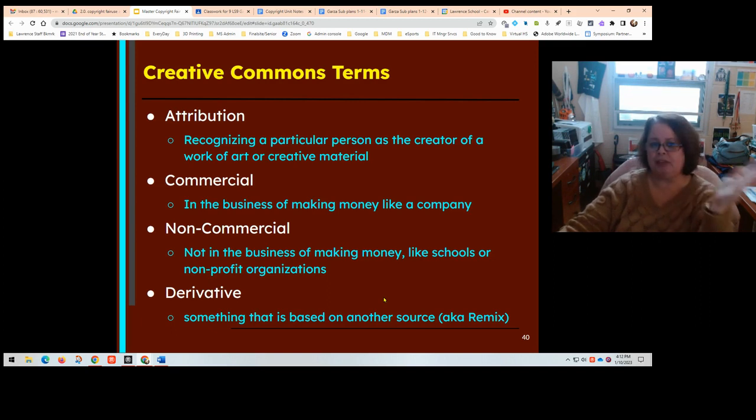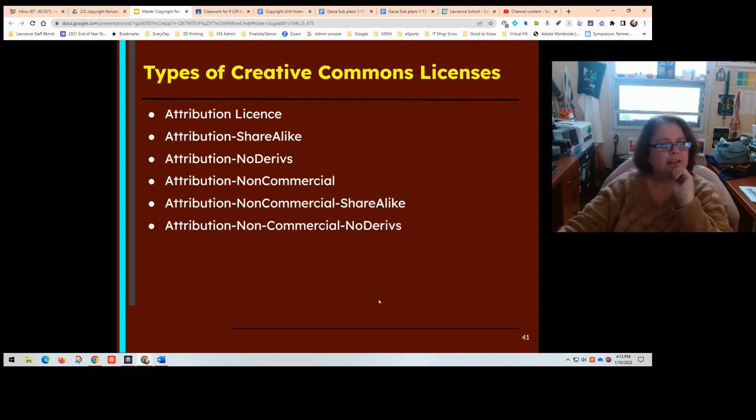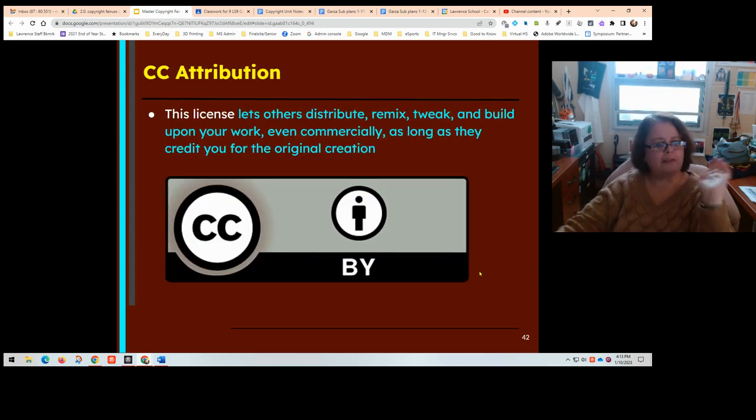Remember, pause the movie if you need to fill in any blanks. So there are 6 varieties of Creative Commons licenses that we're going to talk about, and they're all slightly different. Some of them have really long names, but we're going to break it down so everybody understands what all that means. I put the pictures of each license in your notes so that you would have it there. So let's talk about the first one.